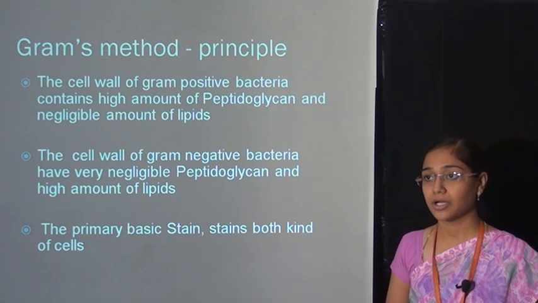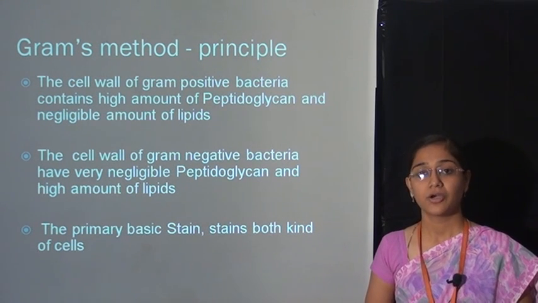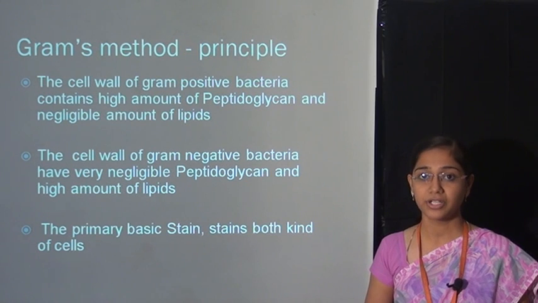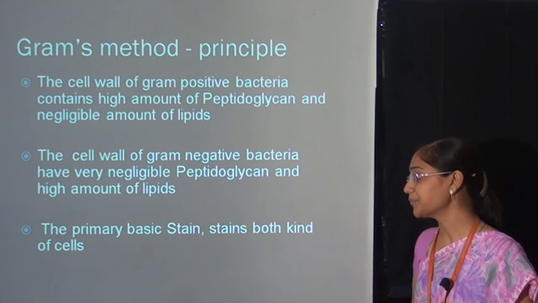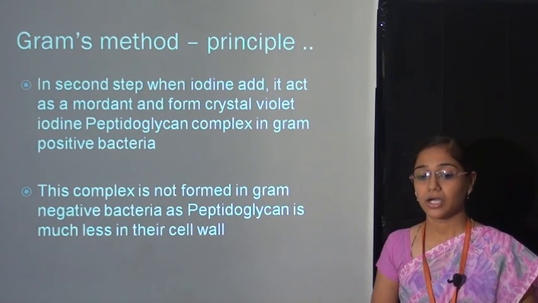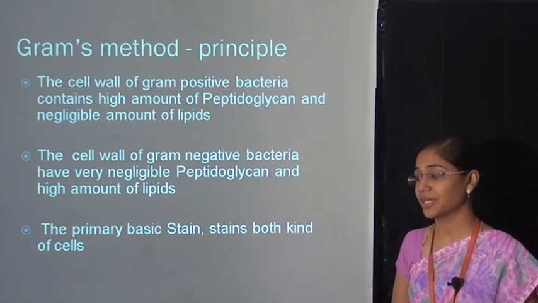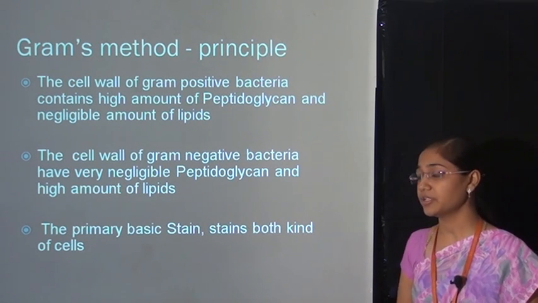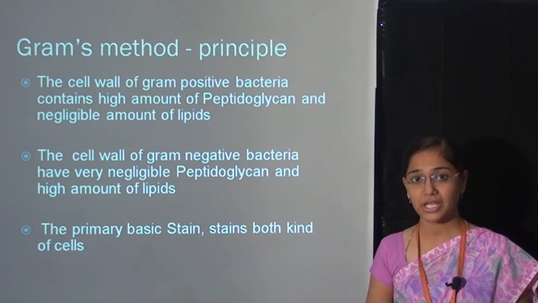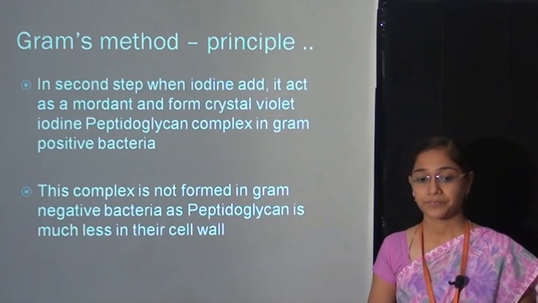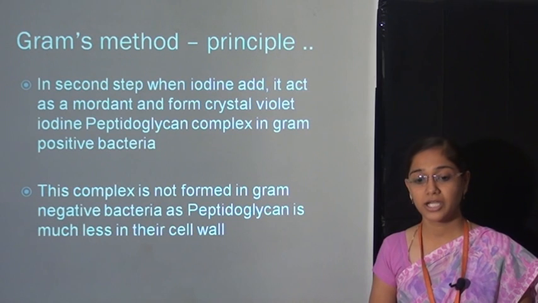In differential staining, we use two types of stain. The first one is the primary stain and the second one is known as the counter stain. The primary stain is a basic stain, which stains both kinds of cells, Gram positive cells as well as Gram negative cells. In the second step, we apply a mordant, that is Gram's iodine.